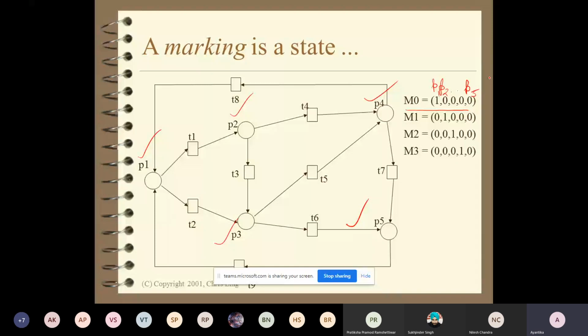Whenever your token is, I can go back a bit. You can see if your token is in P1, that is your marking state M0 with 1 and all 0. That means the token is present in P1 and all other states have value 0. Again, you are moving to P2 and you define M1 when the token is in state 2 and all others are 0, and so on. You can check this for P3, P4 and P5. The same concept.